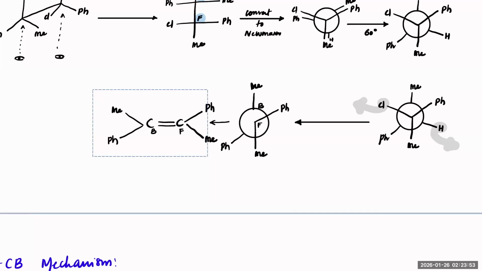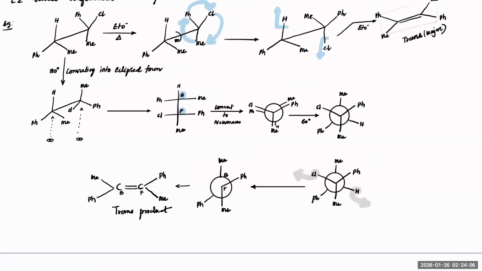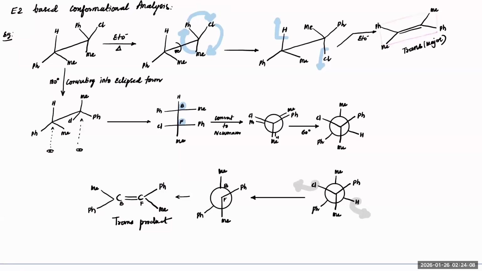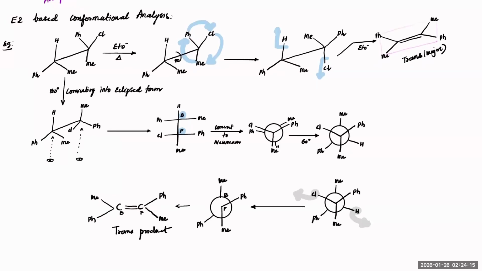So again, what is the product I'm getting, everybody? You can clearly notice that I'm getting the trans product. This is the trans product. Clear? So this is a very thorough working of how you need to approach E2 elimination using all the projections. Please check it out once. If you have any doubt, you can ask me.